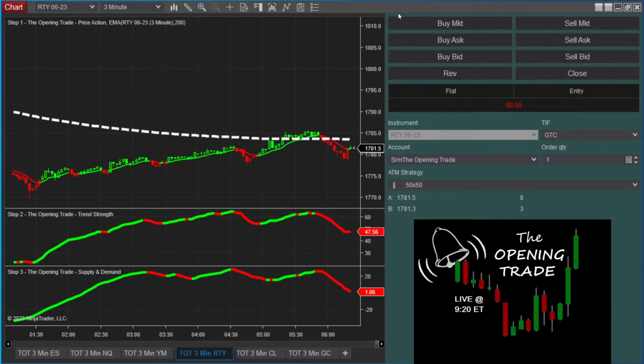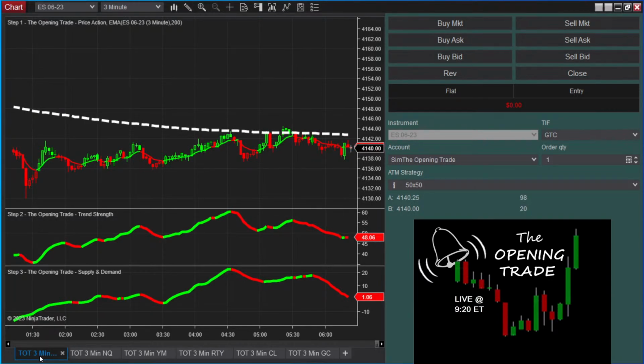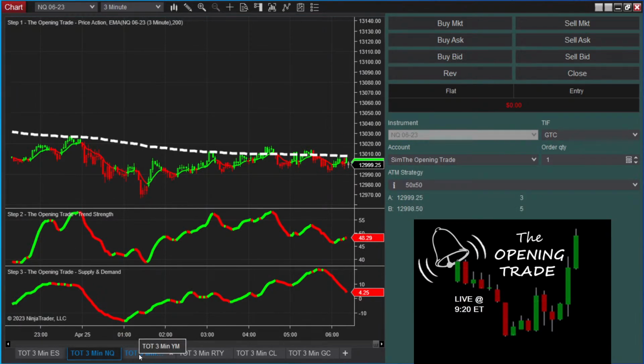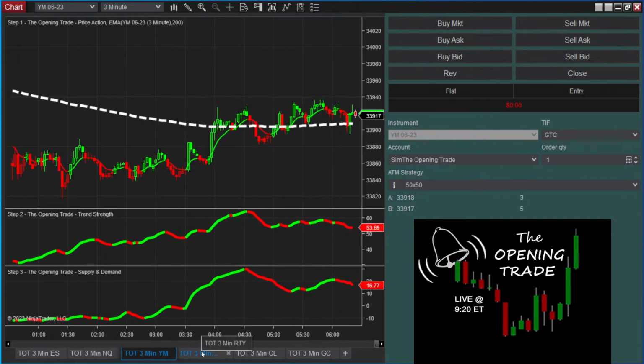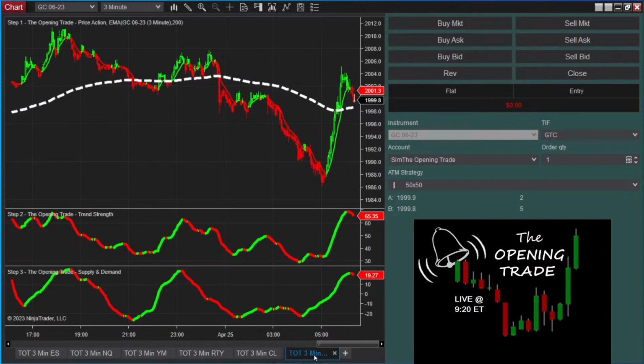Alright, first thing I like to do is make sure that I'm on a 3-minute candle for my charts. I'm on the right account and in the right strategy. I like to check it on each chart, just making sure that nothing got lost and that everything is exactly the way I expect it to be, so I can be most efficient, right?